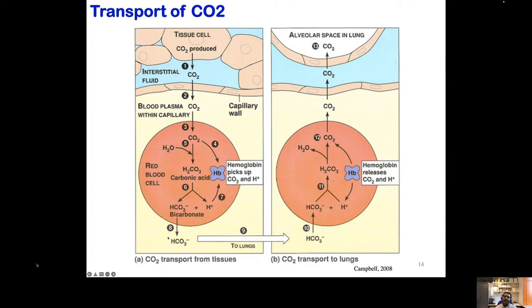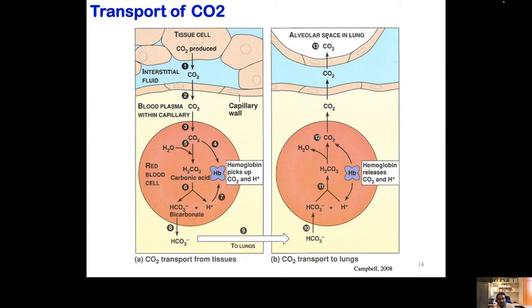Now bicarbonate will be released into the plasma and it will be circulating. So when it goes to the lungs, the bicarbonate will react back with the hydrogen ion, and then it will form carbonic acid, release the water, and release all the carbon dioxide. Then this carbon dioxide will go to the alveolar space, and then it will go to the lungs and be exhaled out.